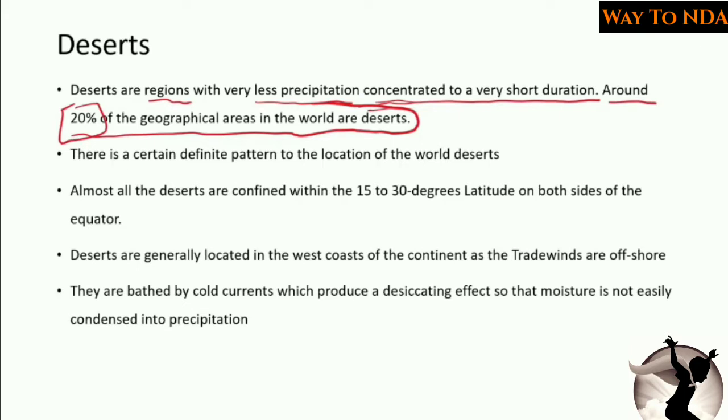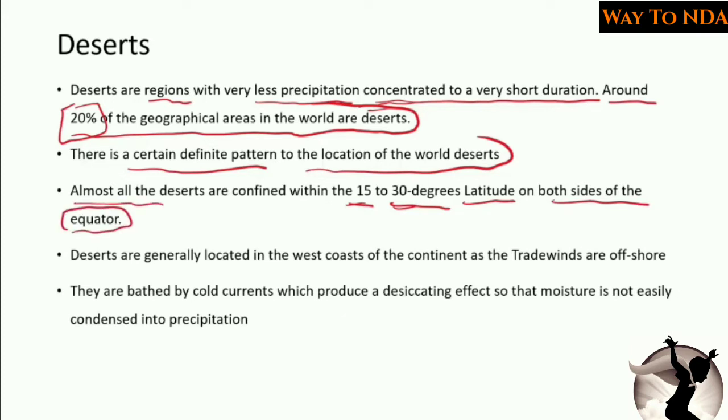Now there is a certain definite pattern to the location of the world deserts. You will find all the major world deserts confined within the 15 to 30 degree latitude on both sides of the equator. Why this is happening, we are going to study when we study climatology. For the time being, just remember this.